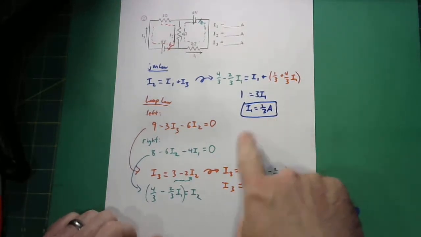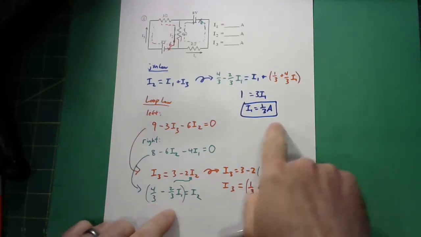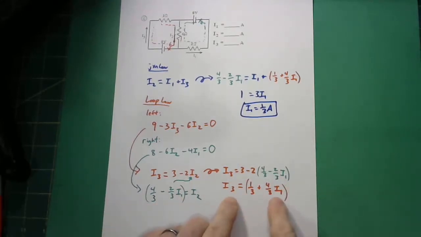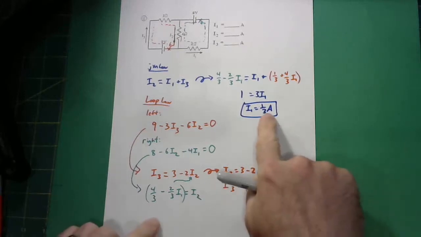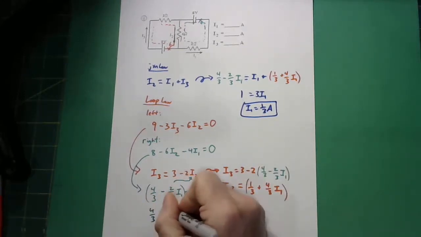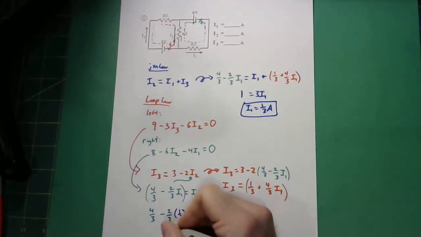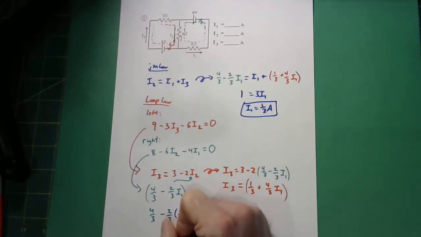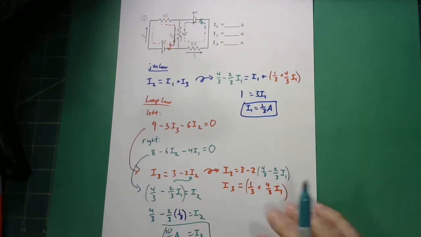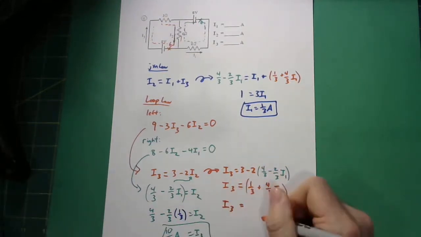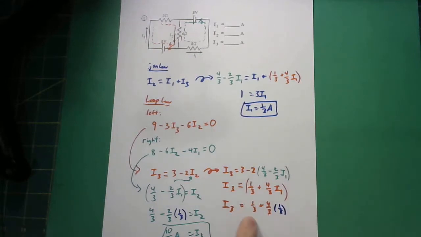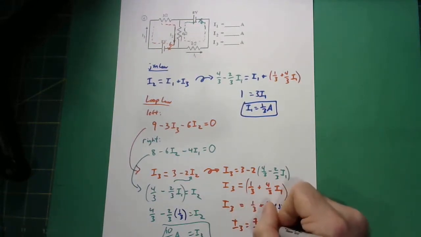Here's I2 in terms of I1, so I can just find I2, and here's I3 in terms of I1, so I can find I3. Putting that 1/3 amp in there, I2 is 10/9 of an amp. Okay, going to do the same trick over here, and I3 is 7/9 of an amp.